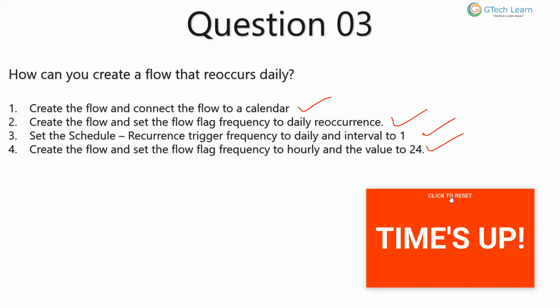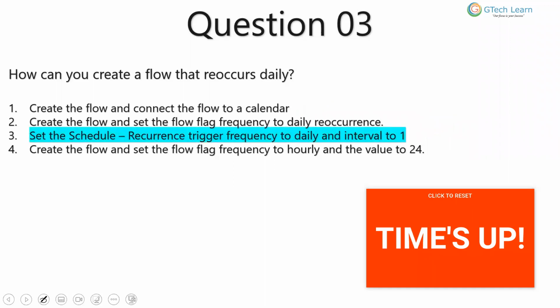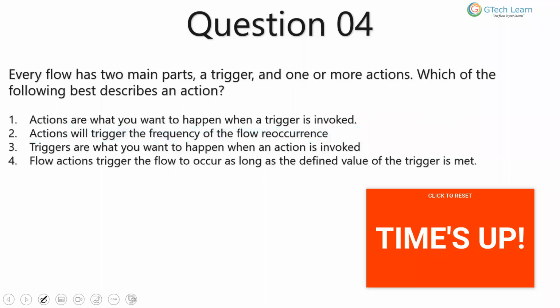Okay, so the correct answer for that question is option 3. Whenever we select the recurrence trigger, we need to set the frequency to daily, and then we need to set the interval to 1. The next question for this section is, every flow has 2 main parts, a trigger and 1 or more actions. Which of the following best describes an action?